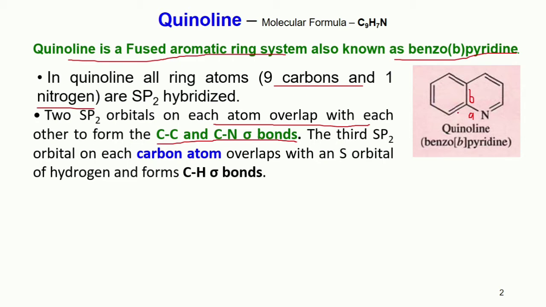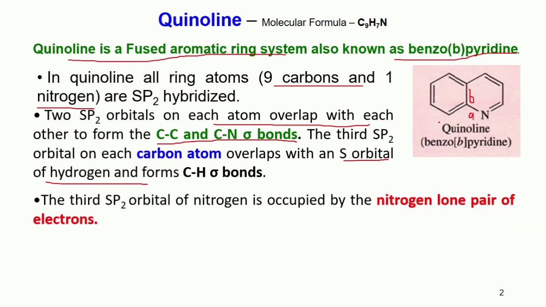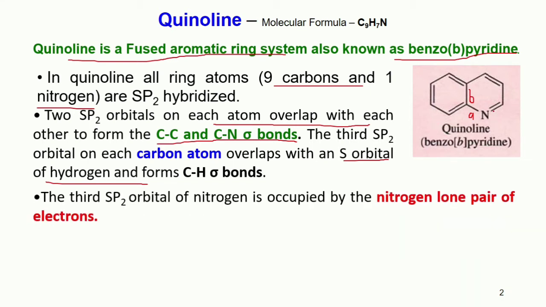The third sp2 orbital of each carbon atom makes a bond with the hydrogen atom by overlapping with the s orbital of hydrogen, forming a C-H bond. The third sp2 orbital of nitrogen is occupied by a lone pair of electrons. That means it is not involved in the aromatic sextet.